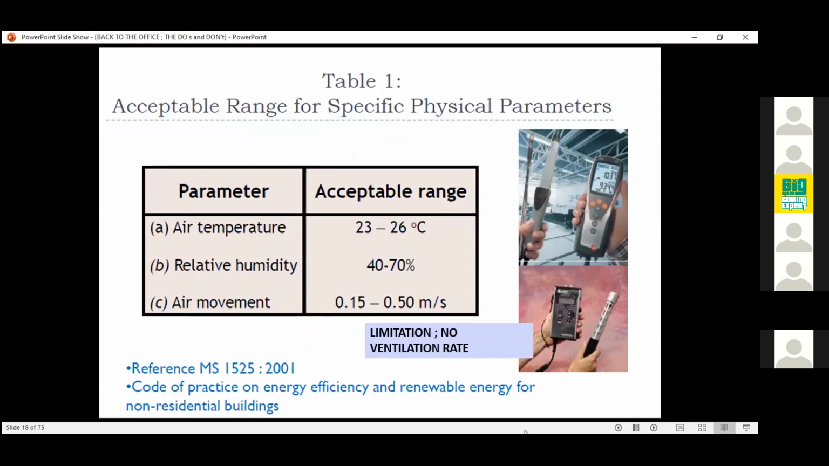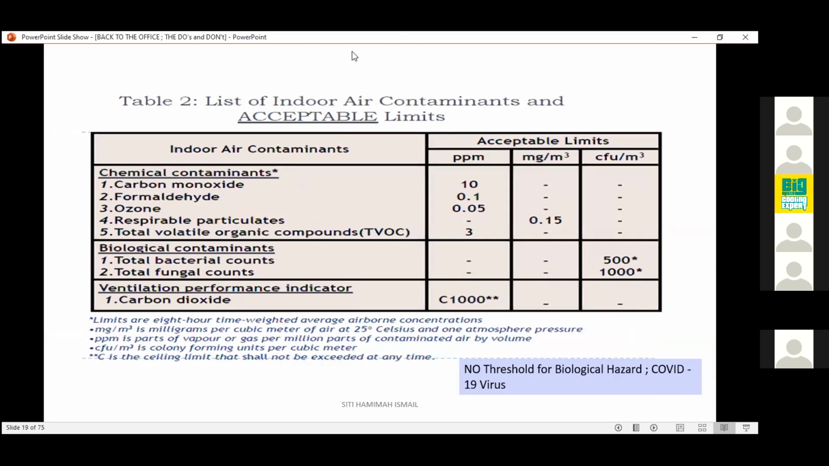Okay, for this particular physical standard limitation, before this we only followed the ventilation rate from ASHRAE instead of using the IAQ, because the IAQ before this did not have the ventilation rate. So the reference is under MS 1525 2001 and code of practice on the energy efficiency and renewable energy for non-residential buildings. So Table 2 next, okay, be careful with this Table 2.